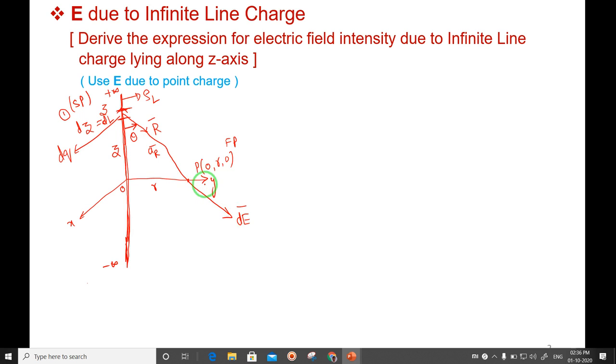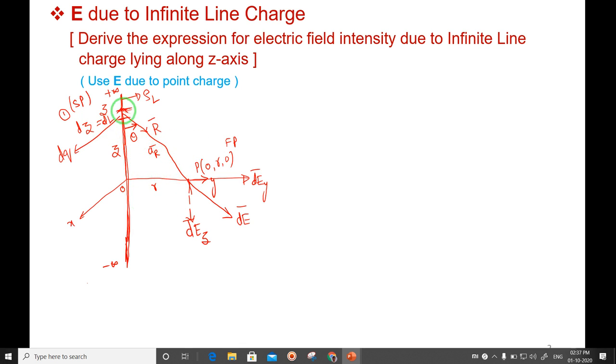This differential electric field intensity dE has two components, as every vector has a horizontal component and a vertical component. The horizontal component dEy is along the y-axis. The vertical component, let me draw a dotted line, dEz is along the z-axis. Okay, this is fine. The scenario is built up, and this is the diagram.